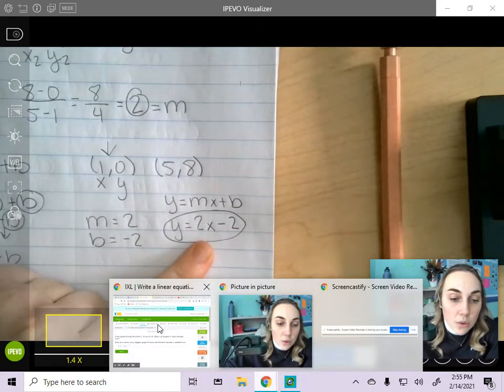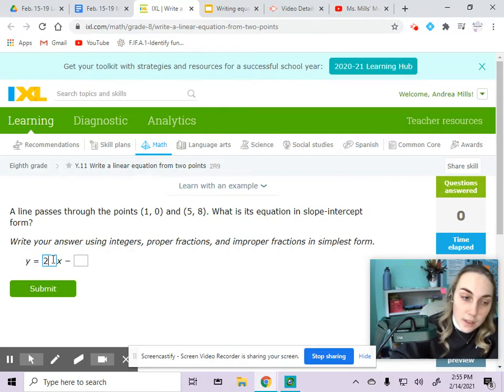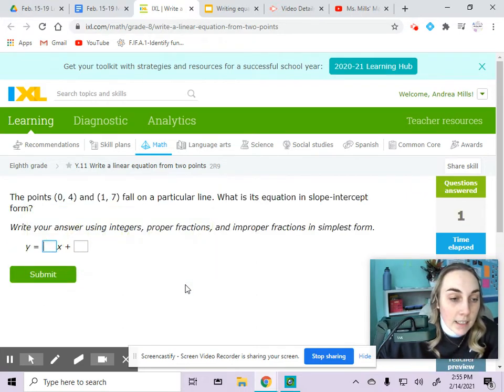So if I go back to our IXL, I can put in 2 for our slope, and then our y-intercept. We already have that minus sign on there, so I need to make sure I've just put a 2 there. All right, and let's keep going.